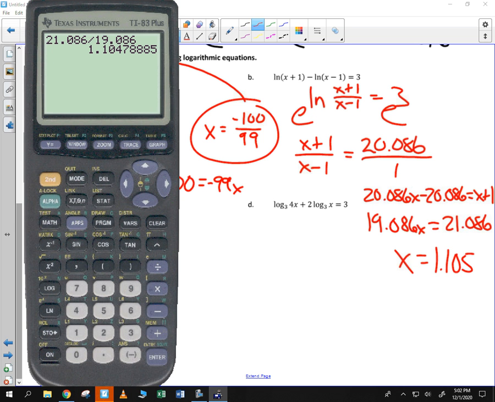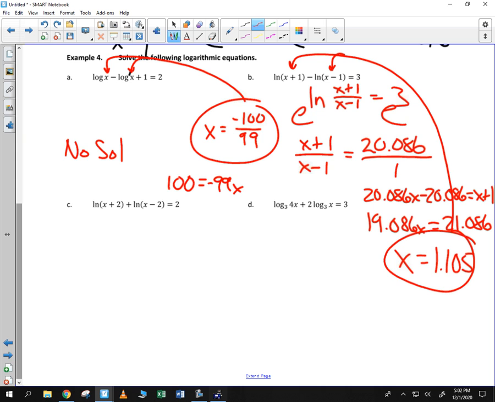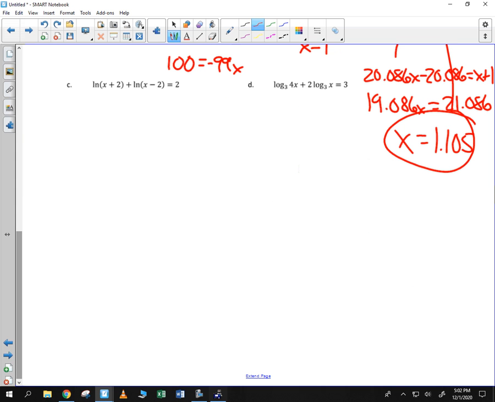Let's think about that 1.105. If you plug it back in, it's a positive there, and it's also a positive there. So therefore, it does work. Two more. Now we have addition. So do the natural log of x plus 2 times x minus 2, or x squared minus 4, is equal to 2.